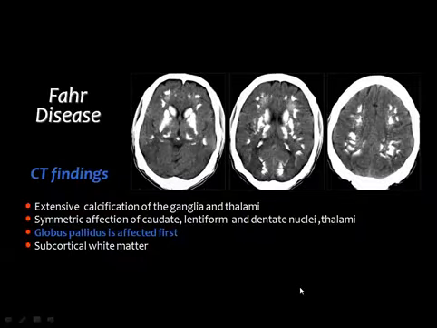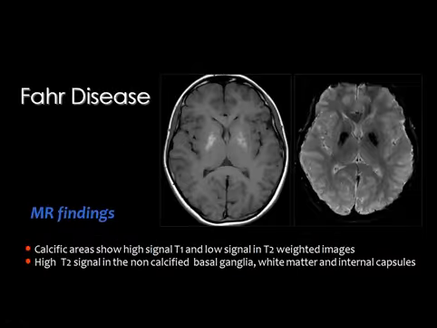Then the CT finding is characteristic, where you can see extensive, almost bilateral symmetrical basal ganglia calcification affecting the caudate, the lentiform, the thalamus, and the dentate nuclei in the cerebellum, as well as the subcortical white matter. In this disease, it is stated in the literature that the globus pallidus is affected first, then followed by the rest of the sites for calcium deposition.